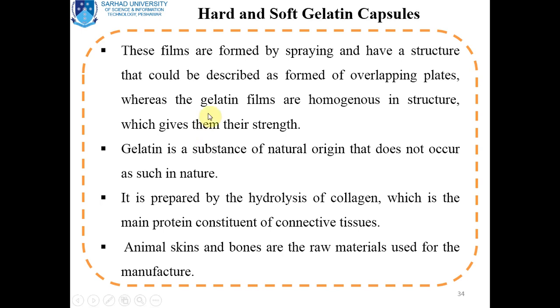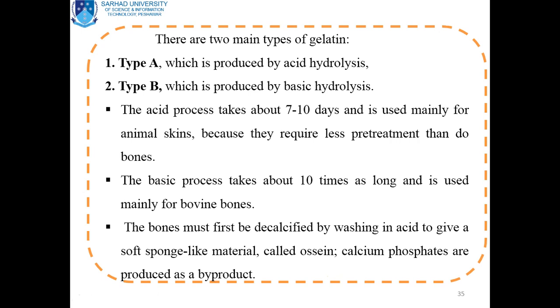Now, these films are formed by spraying and have a structure that could be described as a form of overlapping plates, whereas gelatin films are homogeneous in structure, which gives them their strength. Gelatin is a substance of natural origin that does not occur as such in nature. It is prepared by hydrolysis of collagen, which is the main protein constituent of connective tissue. Animal skins and bones are the raw material used for the manufacture of gelatin. There are two main types of gelatin, type A and type B. Type A is produced by acid hydrolysis, type B by basic hydrolysis.